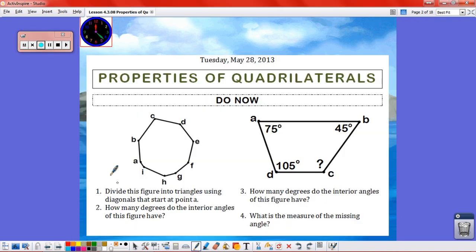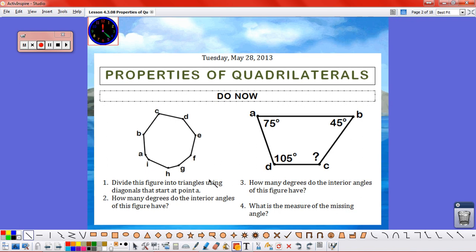Okay, so this is our Properties of Quadrilaterals lesson. We learned how to find the number of degrees in any polygon, and we learned that in a quadrilateral there are 360 degrees. So we're moving on from there.